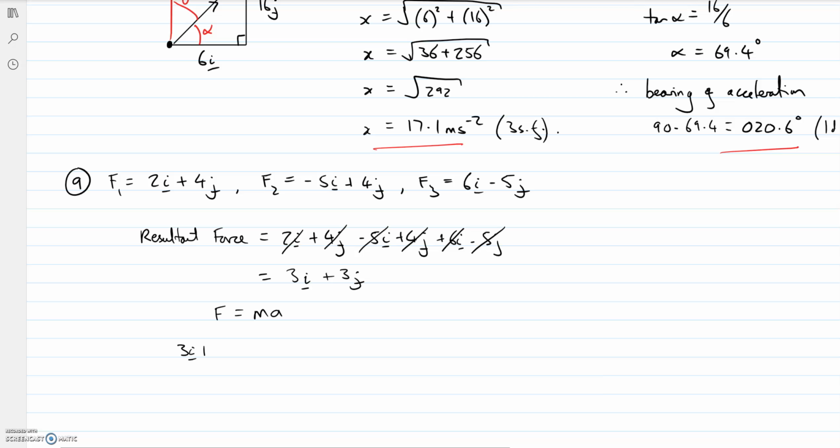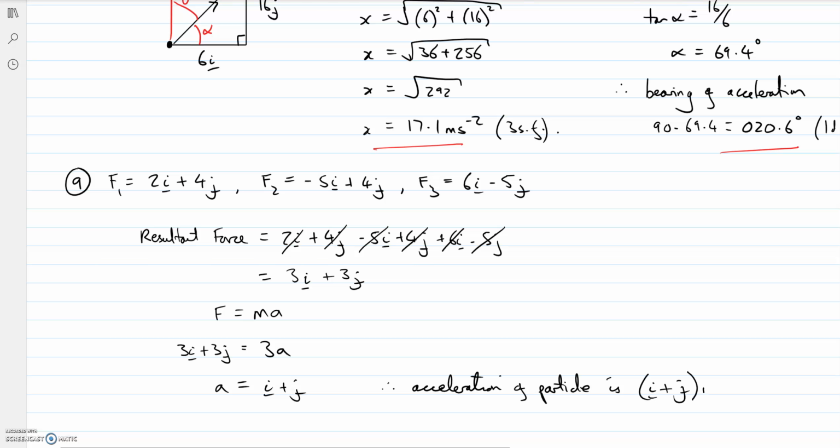So our resultant force is the mass of the particle, which we're told is 3 kilograms, times by its acceleration. So to work out a, we divide by 3. So therefore the acceleration of the particle is i plus j meters per second squared. Again, in this whole vector form is how we're looking at these kind of questions.